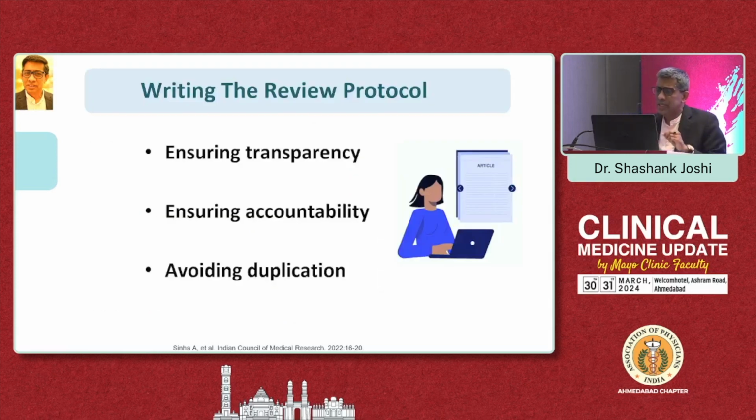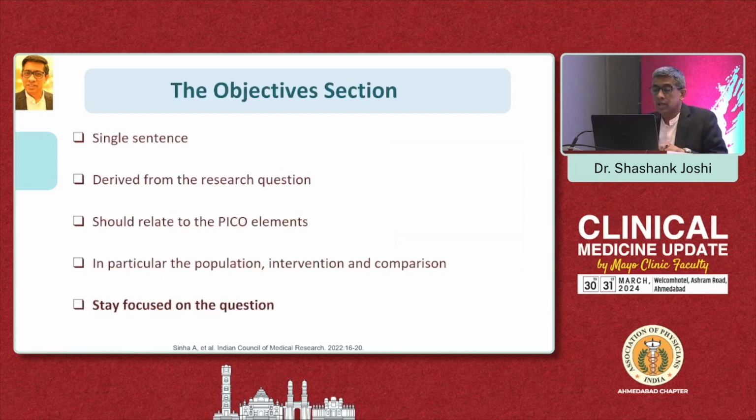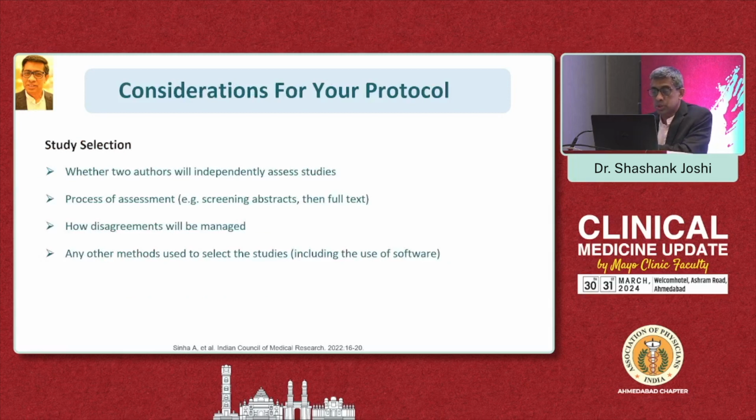So when we are writing a review protocol, we need to have three things: ensure transparency, ensure accountability, and avoid duplication. And in the objective section, have a single sentence derived from the research question, which should relate to the PICO elements, in particular the population, intervention, and comparison, and stay very focused on the question.